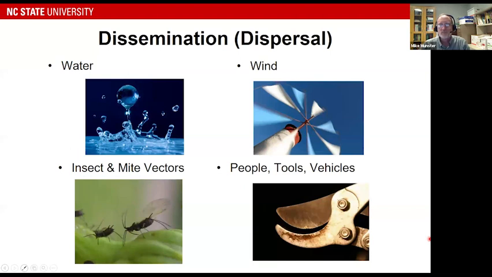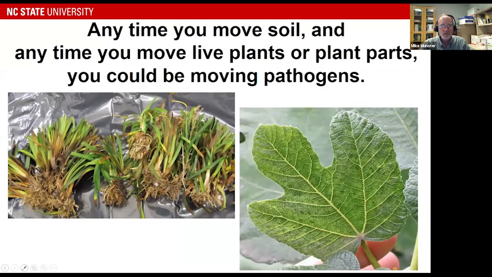And I want to, well, first of all, just keep in mind this concept. Anytime you move soil and anytime you move live plants or plant parts, you could be moving pathogens. On the left, these are bibs of Rhatz liriope that had anthracnose, fusarium crown rot, and root knot nematode, and that's the planting material, right? The picture on the right is a fig with fig mosaic. If you do a nice air layering and produce a new fig tree, you're also going to have that virus or those viruses carried along with it.